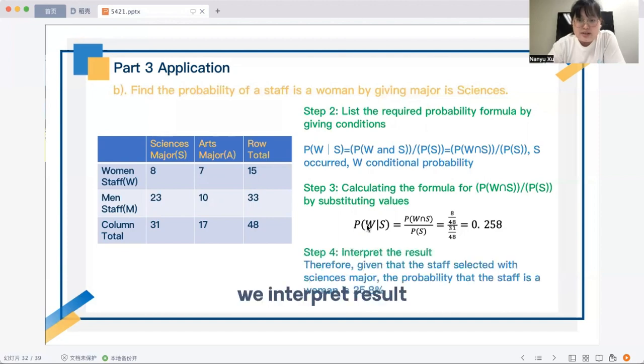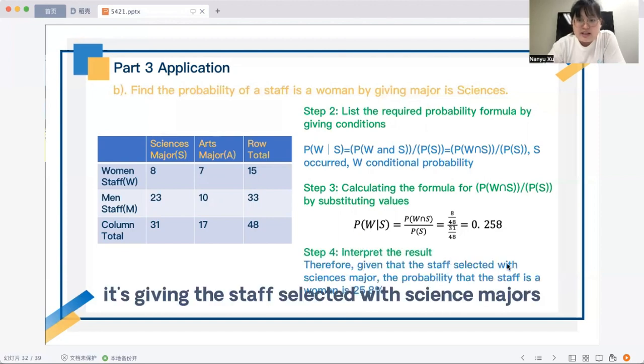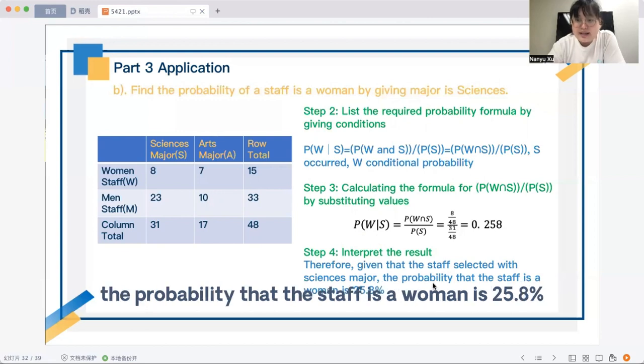We interpret the result. Given the staff selected is a science major, the probability that the staff is a woman is 25.8%.